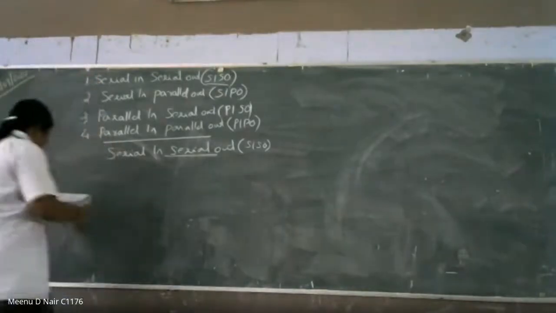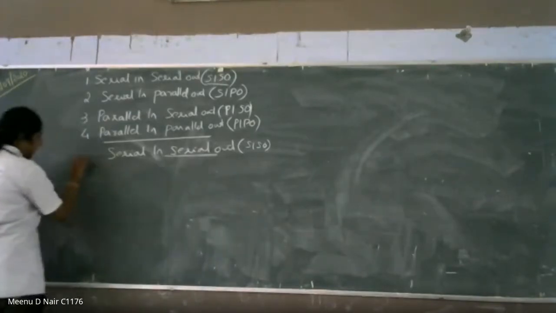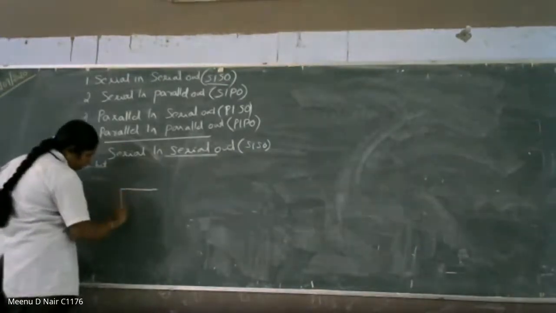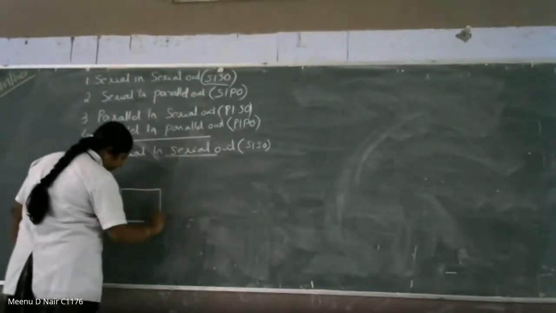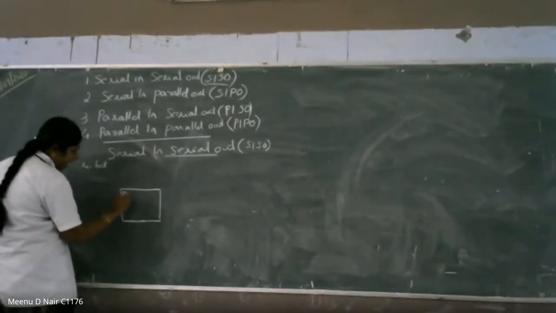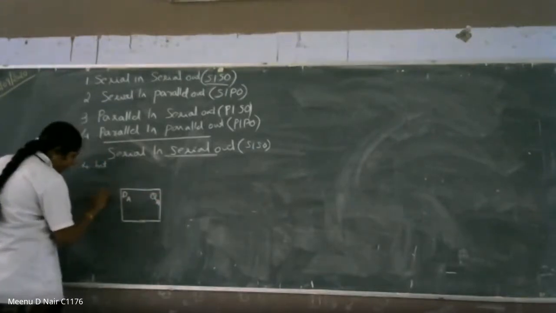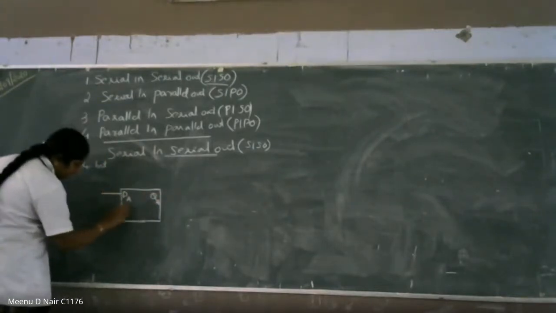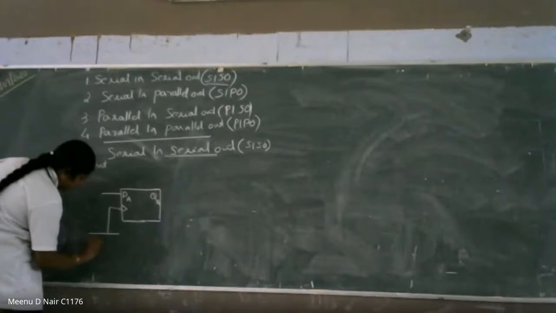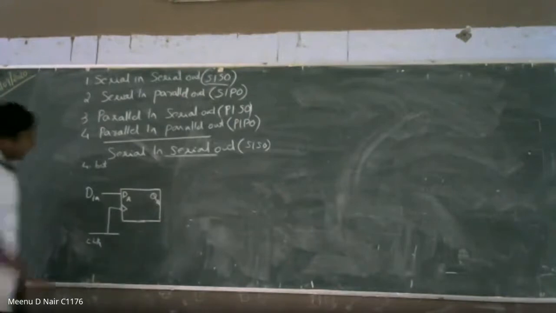Very good. So we'll draw the diagram. We are looking at a 4-bit case, so we are going to draw 4 flip-flops. This is DA and its output is QA, and it requires a clock pulse, CLK. And this is your data input. Input data is given here.